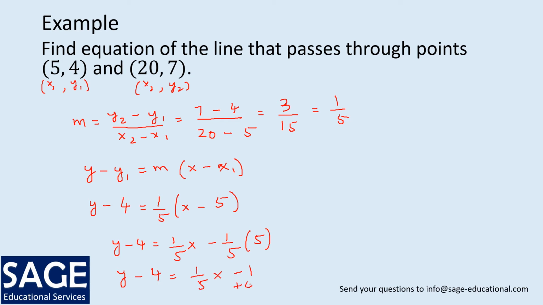And then I can add 4 to both sides. When I add 4 to both sides, the final equation that I get is y equals 1 over 5x plus 3. So the equation of the line that passes through the points 5, 4 and 20, 7 is y equals 1 over 5x plus 3.